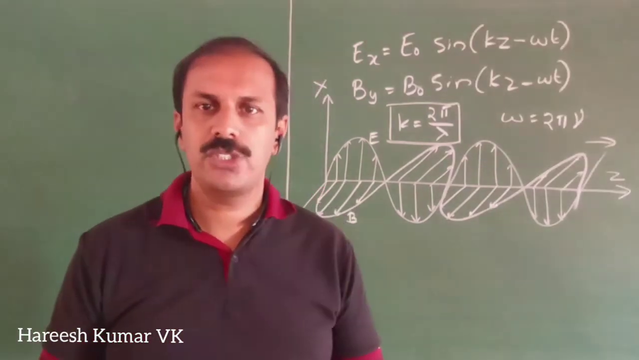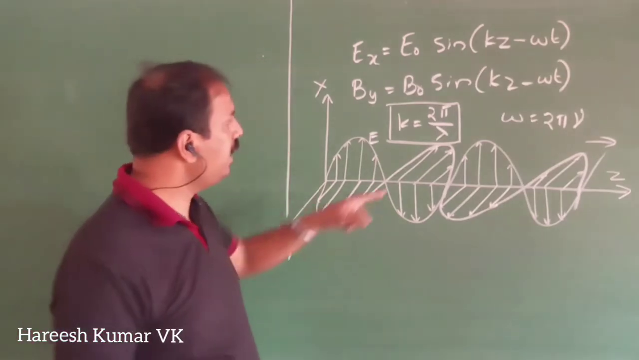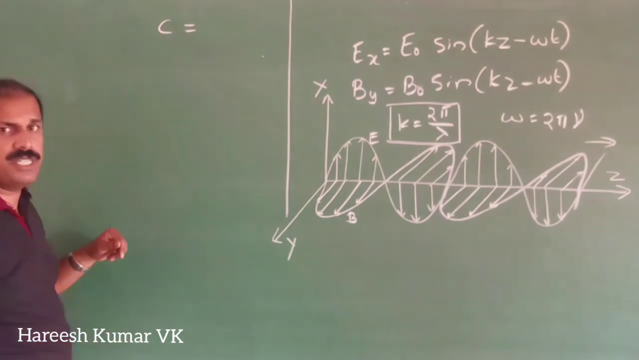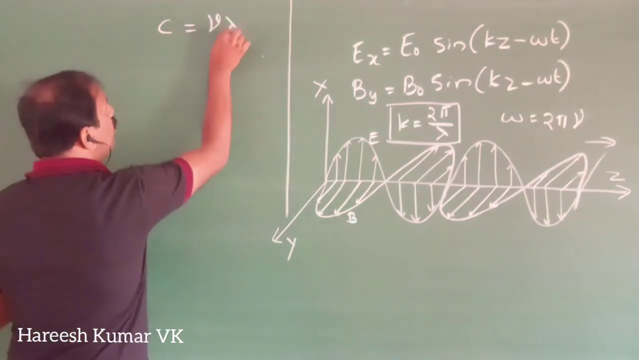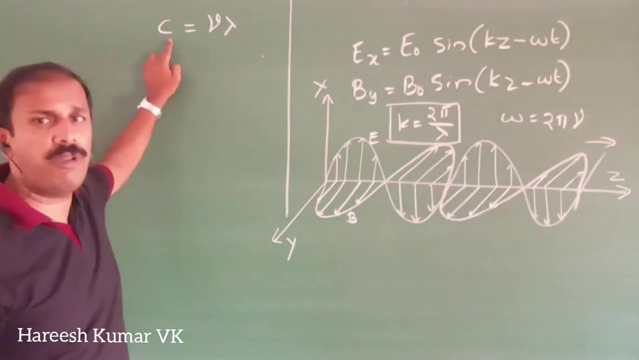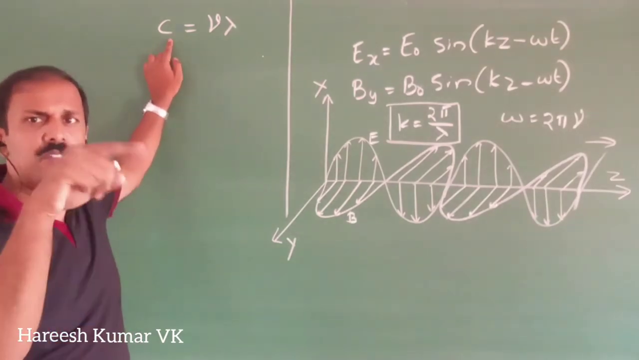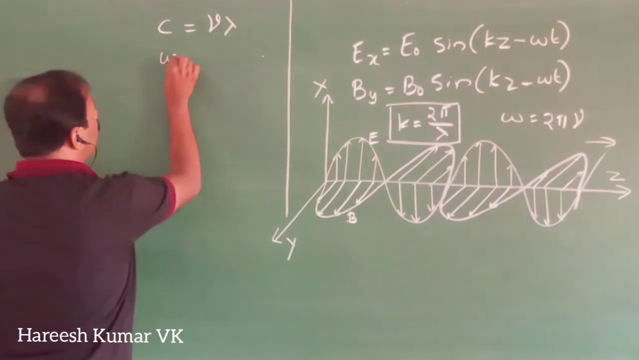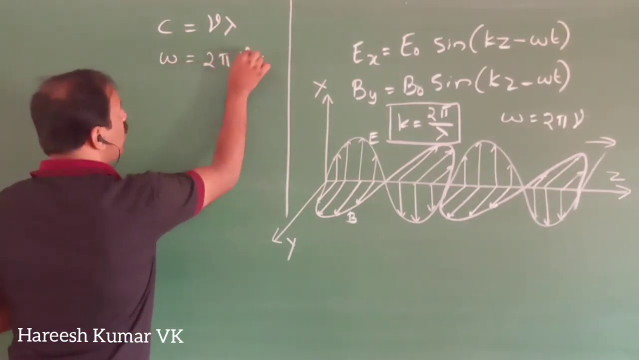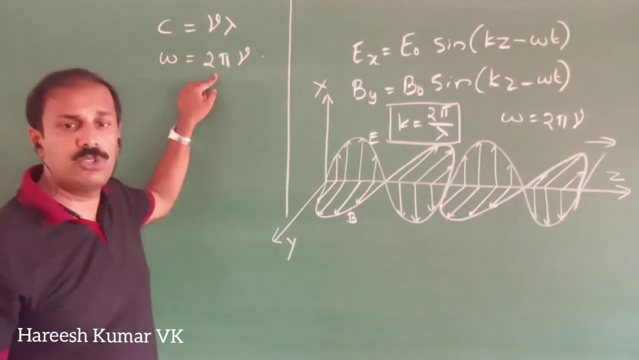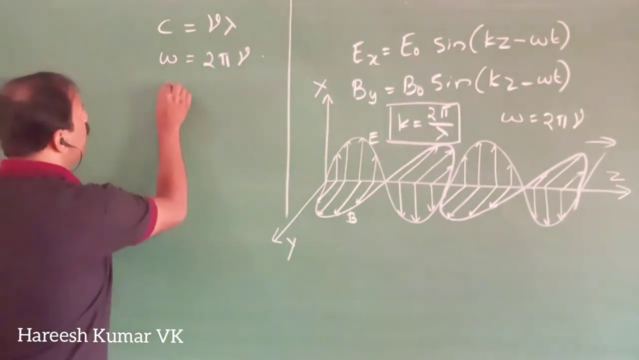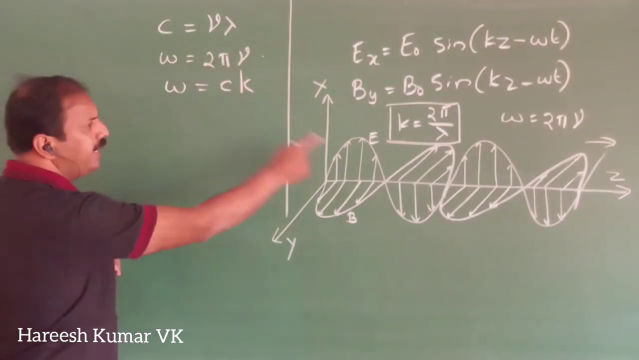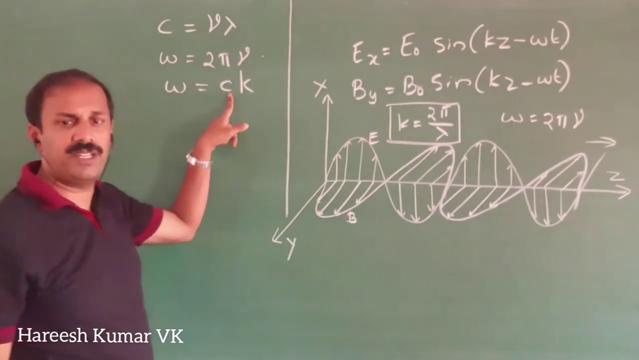Okay, apart from this, we can see one more thing. I told you already that the speed of electromagnetic waves is c, which is frequency into wavelength. But this is in the case of vacuum. If it is not moving in vacuum, we will write v, where v is the speed in that particular medium. And this omega can be written as omega is equal to 2 pi nu. You should know all these relations. Omega is equal to 2 pi nu, and omega is equal to c k. Right, this also you can write, because between 2 pi and lambda we have a relation like this.